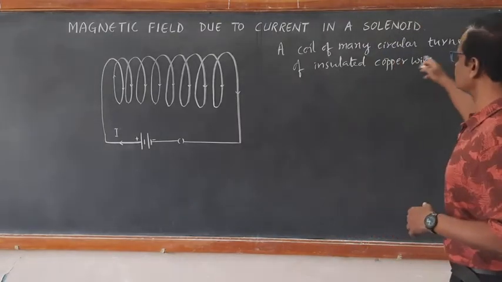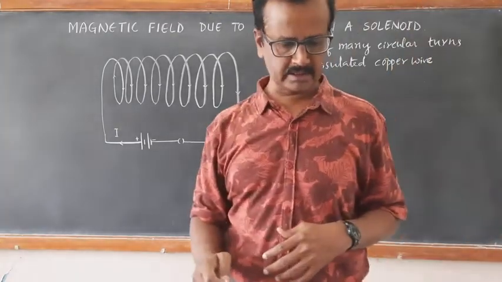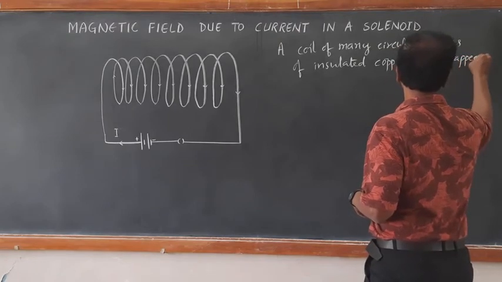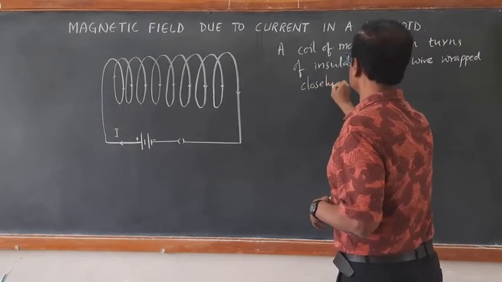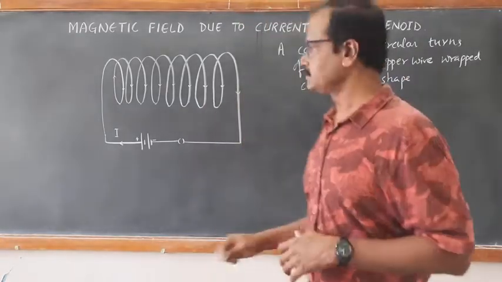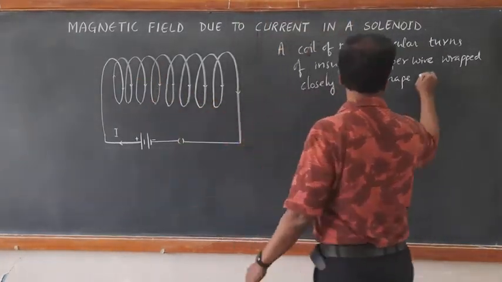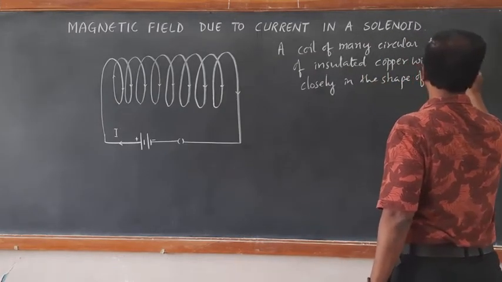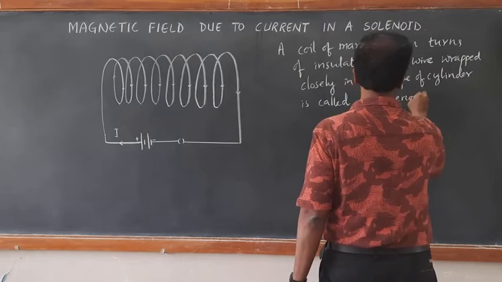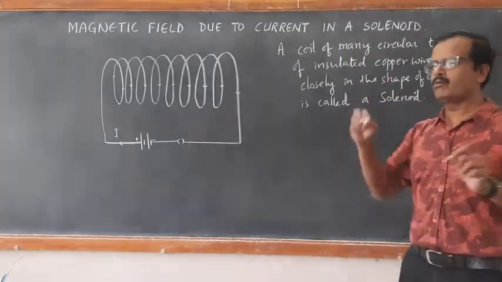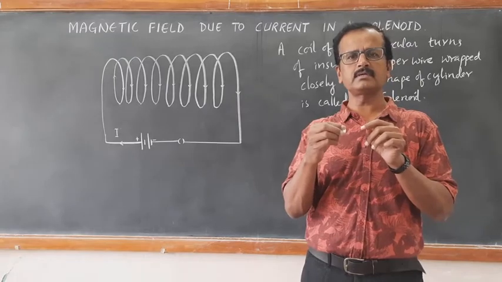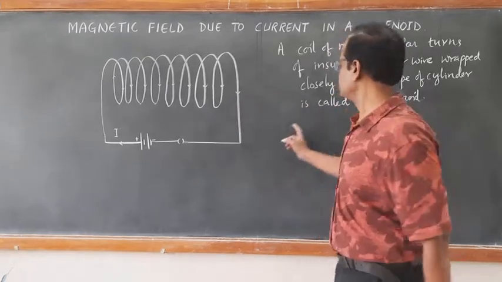So a coil of many circular turns of insulated copper wire which are wound close to each other, wrapped closely in the shape of a cylinder, is called a solenoid, or in simple terms, a long insulated copper wire which is wound having a large number of turns lying close to each other in the shape of a cylinder is called a solenoid.